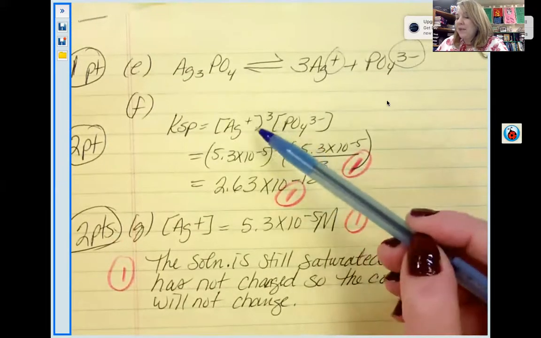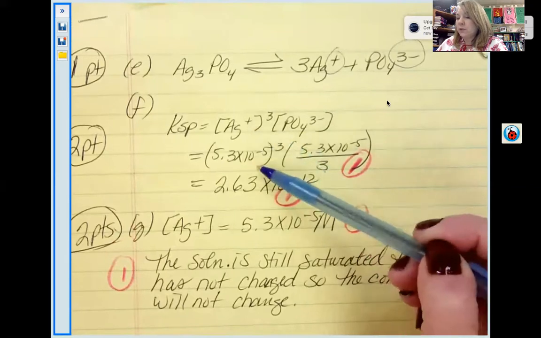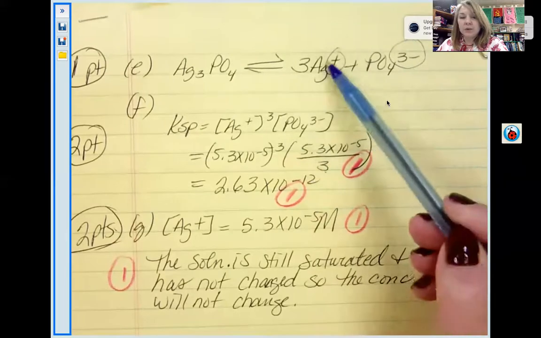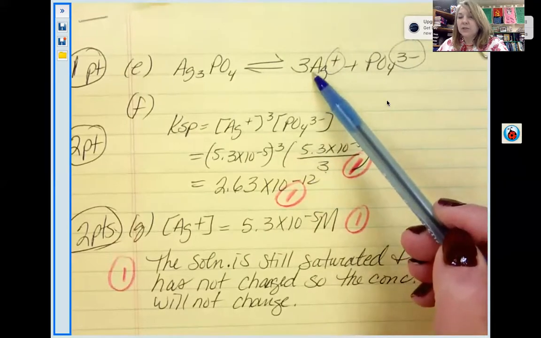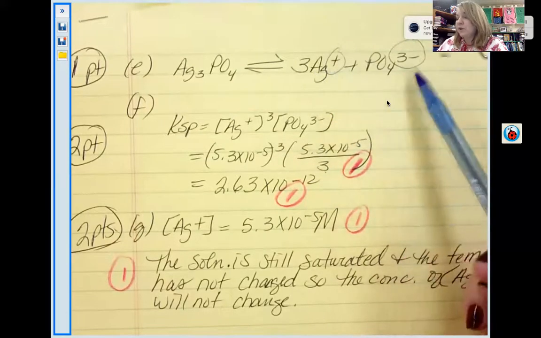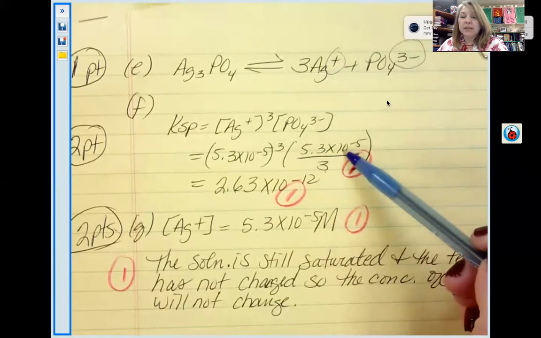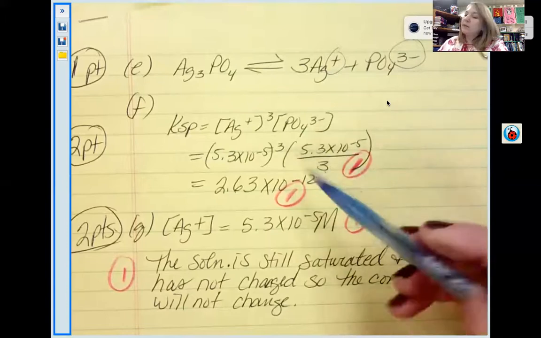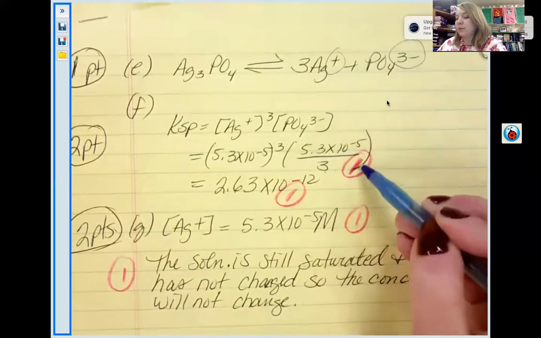You had the value of silver given to you, so you plug it in. Remember, it's cubed. But according to your stoichiometry, you have 3 times as much silver as you do phosphate. So over here, phosphate's not the same number. It's that number of silver divided by 3. If you put that it was divided by 3, you got a point for that.